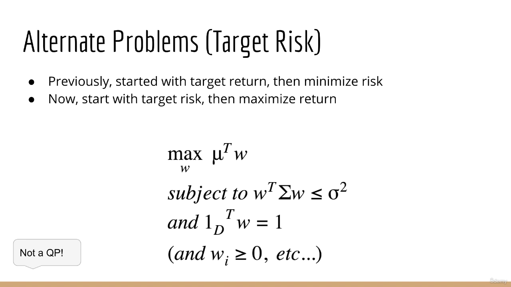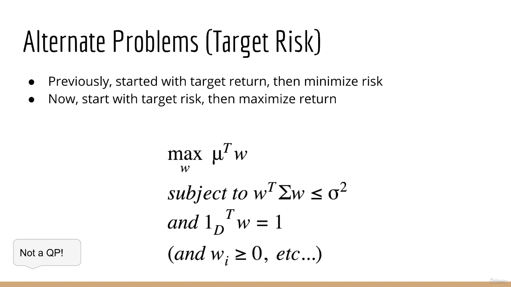Previously, we looked at the scenario where you want to start with the target return and optimize the weights such that they minimize risk. But what if we wanted to look at this the other way? What if we want to start with the target risk and then figure out how to maximize the return? As a portfolio manager, you can imagine how this would be highly practical. A client may come to you and say, I don't want more than 5% risk. What is the highest return you can give me? Well, we can do that as well.